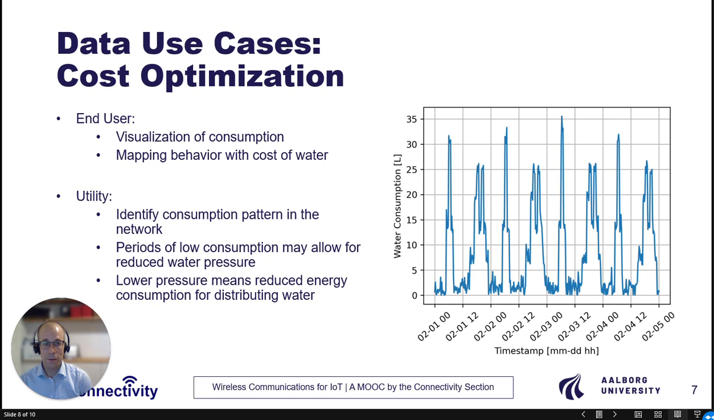The final use case I'll touch is cost optimization. Not only for the utility, but also for us as end users. Because it can be difficult to relate to a yearly or even a monthly amount of consumed water. But if we are presented with a detailed overview of the water consumed through the course of a week or maybe a day, we automatically start correlating the consumption with the activities that we have had at certain times of the day. Suddenly it becomes much easier to identify what in your daily routine costs a lot of water.